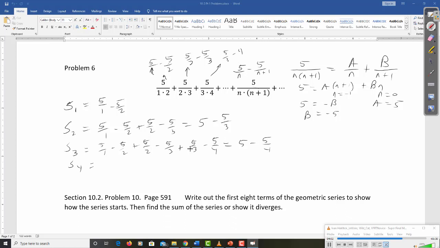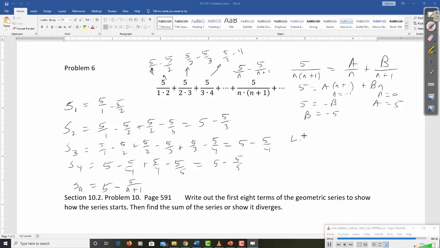S sub 4, I'm just going to take this, 5 minus 5 over 4. That's the sum of all these terms, plus 5 over 4 minus 5 over 5. So this is 5 minus 5 over 5. I think you can probably come up with s sub n at this point. In every case, this 5 has been there. 5 minus 5 over, and you note the number on the bottom is always one more than the index of our partial sum. So this is 5 over n plus 1. So that's the formula for the sequence of partial sums.